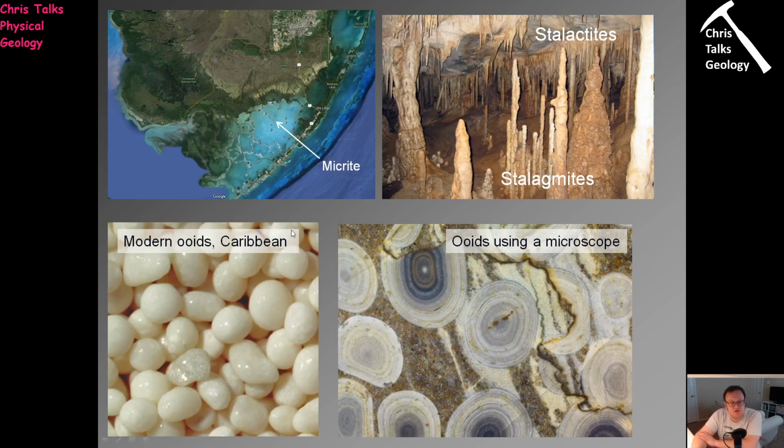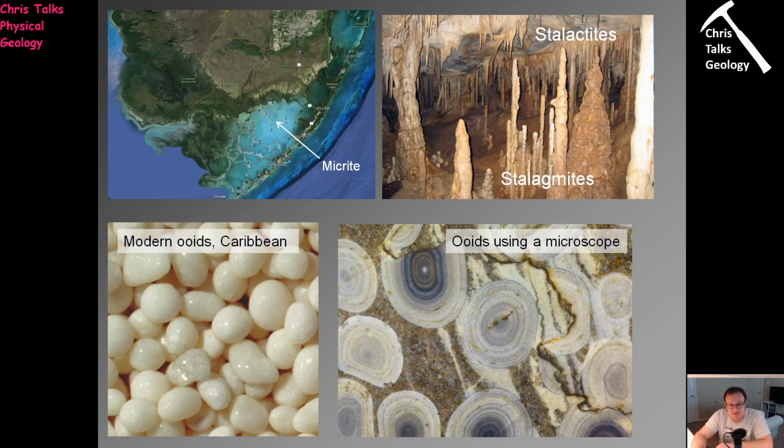Now, in terms of the ooids, these little particles I was talking about, these are what ooids look like when you look at them in real life, and this is what they look like when you look at them down a microscope. So right in the center here, there's going to be some kind of particle, and that's going to be the nucleus around which the calcium carbonate has been deposited.